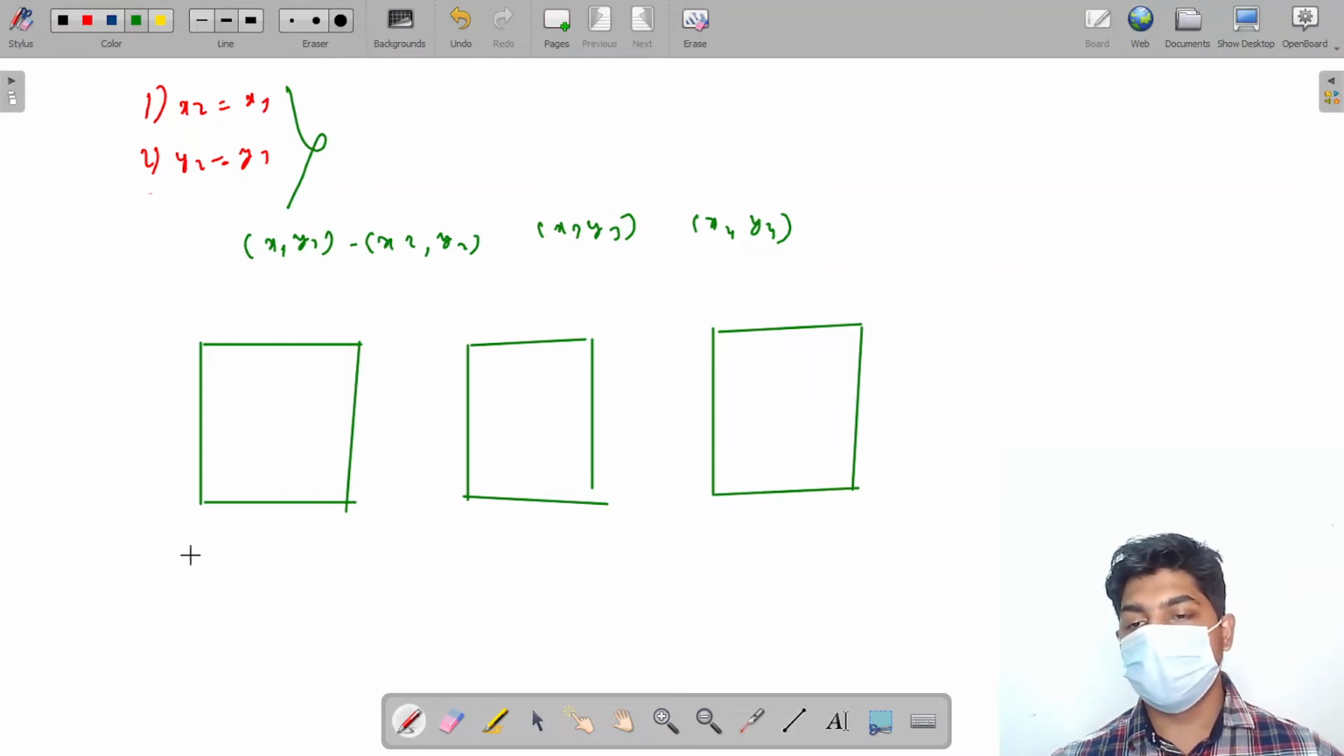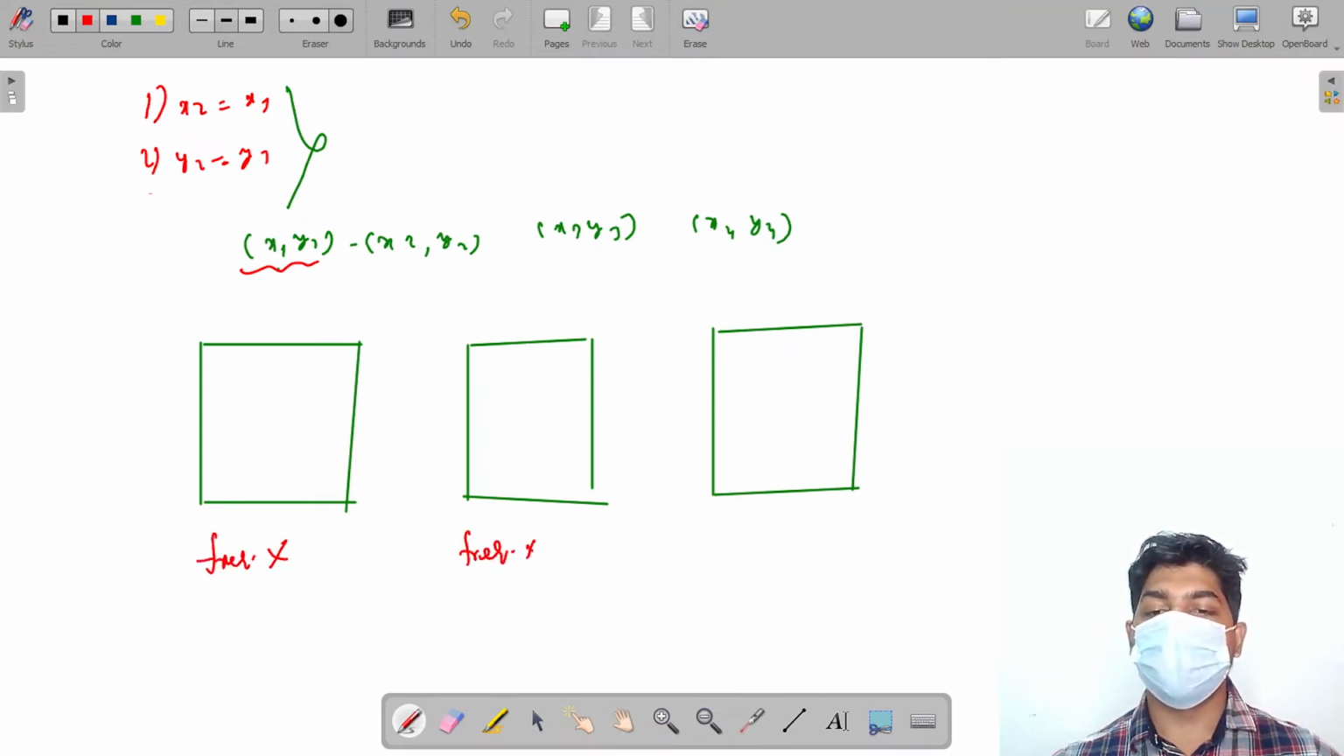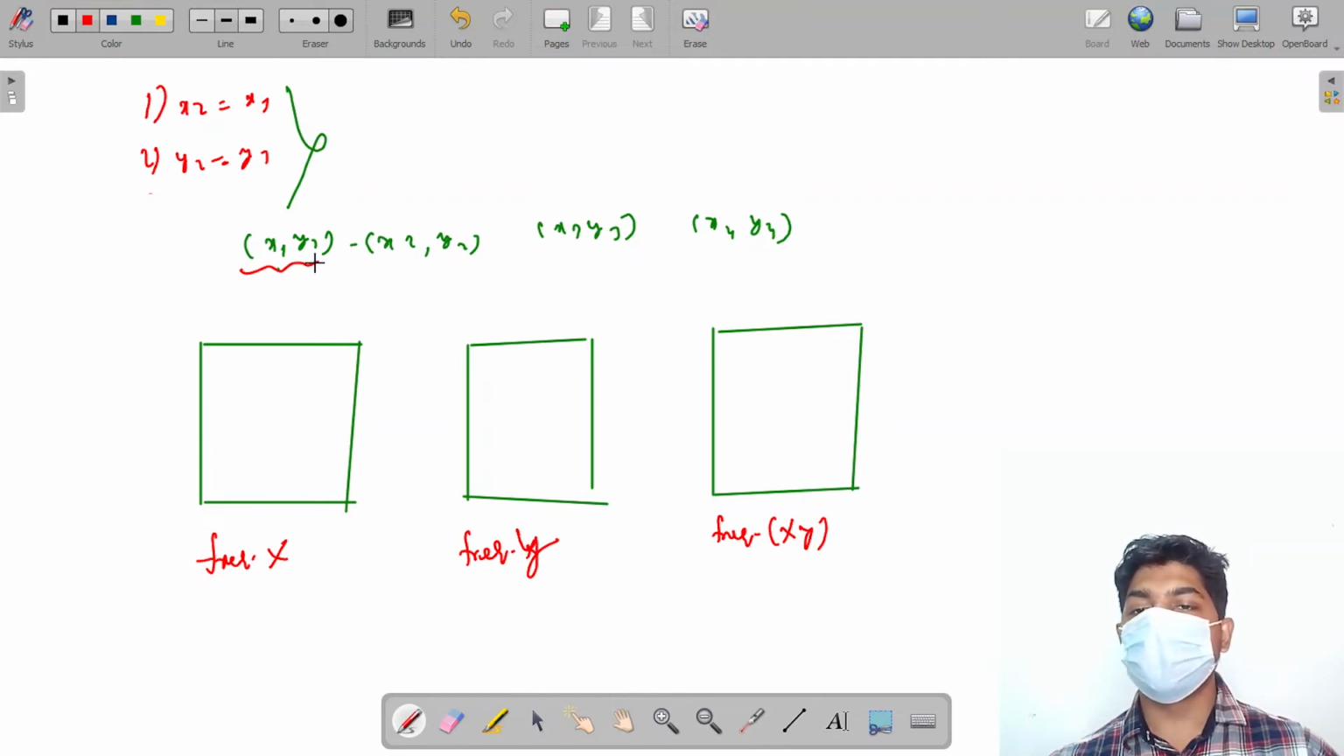Why three frequency maps? For x1 y1, one is the frequency map for x, one is the frequency map for y, and one is the frequency map for xy, meaning x and y both are present. We will scan these points one by one. So first we got x1 y1.